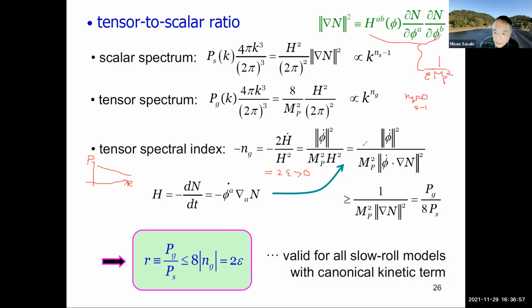Anyway, if you use the relation of this epsilon to the spectral index and use the Schwarz inequality or whatever, then you find that this is always greater than this value, which, if you recall, is the ratio of the gravitational tensor perturbation amplitude to the scalar perturbation amplitude. So in the end, this equality holds for single field inflation.